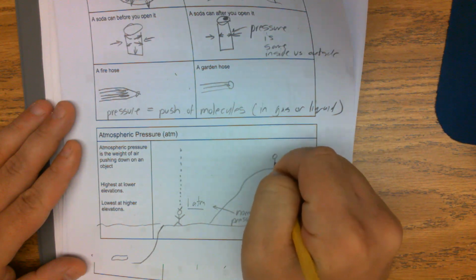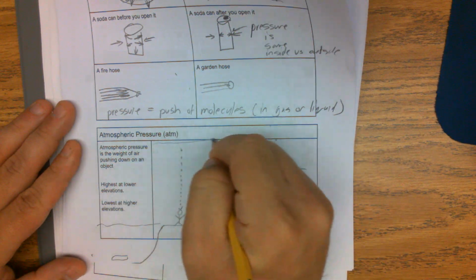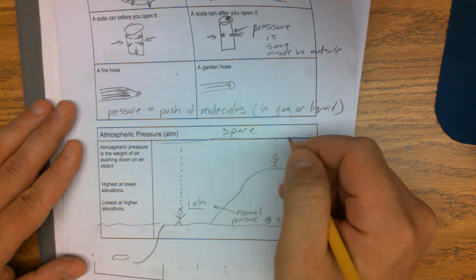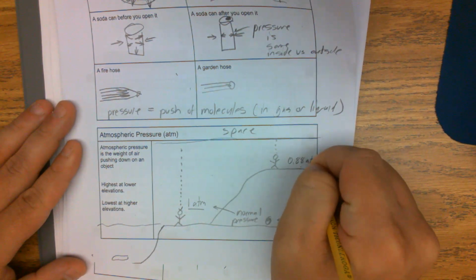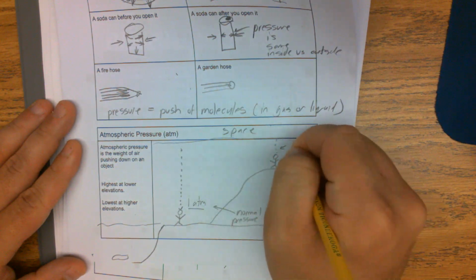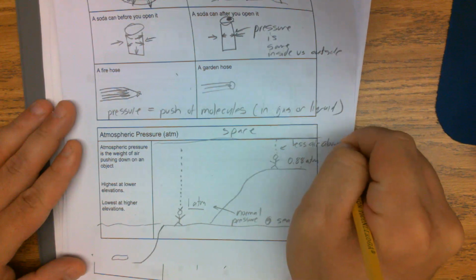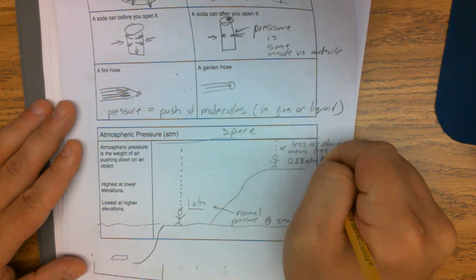When you're at the top of a mountain, you have less air above you, so we could say here is space. So less air means less pressure. So we get something like 0.088 atmosphere. So here we could say less air above means less pressure.